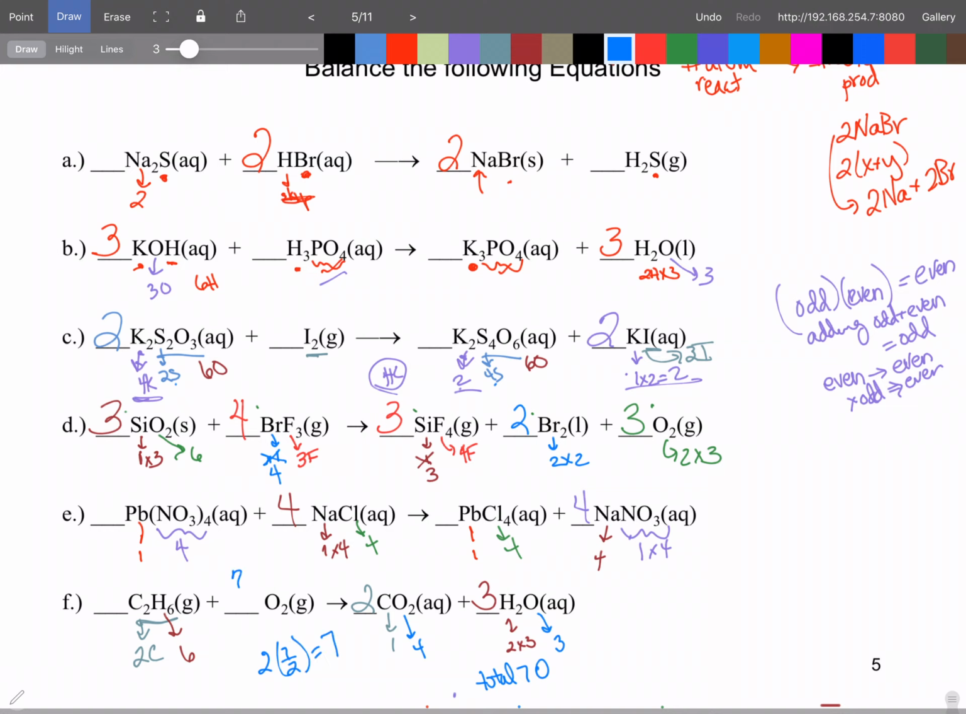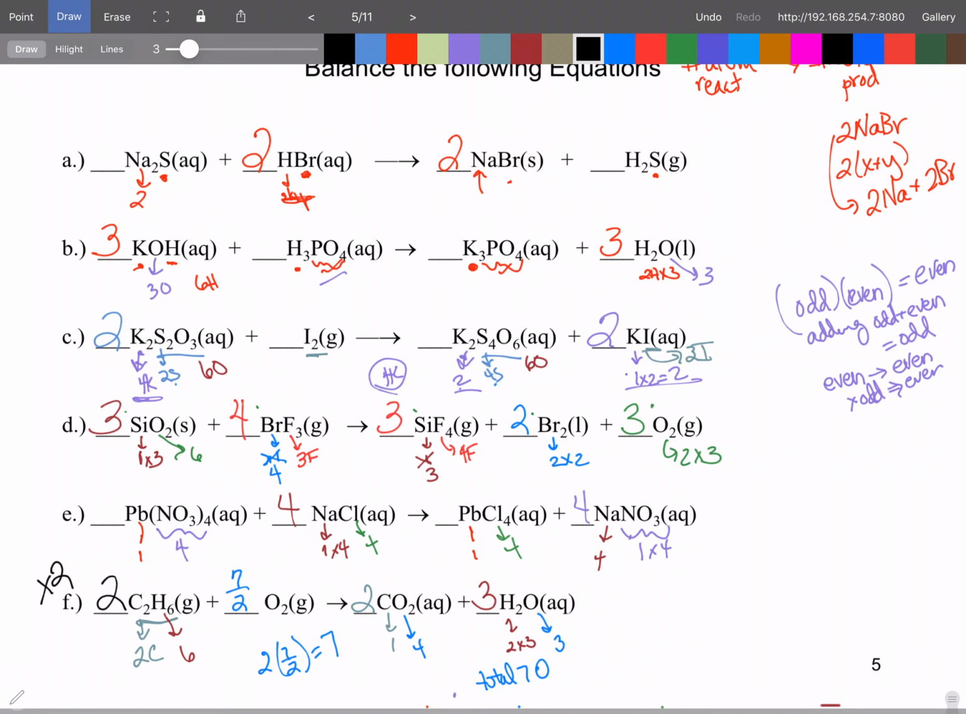So we would put in 7 halves. Now, you could go back and multiply the first species by 2. But at this point, we got it balanced. One of the rules was we had to have whole numbers. So just like math, if you have a fraction and you're trying to get rid of it, then you multiply everything by 2. So we're going to multiply everything by 2.